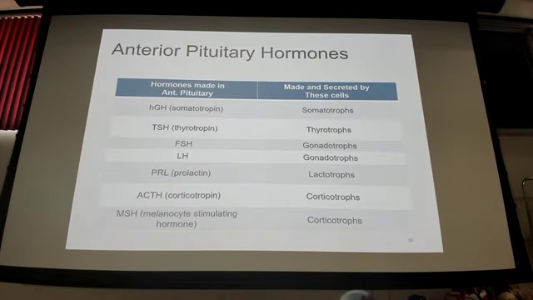So, anterior pituitary hormones. These are the cells that make them. So, what kind of cells? These kind of cells. Put them together and see if you can figure out. Somatotropin is made by somatotropes. Okay? What does tropic mean? Does anybody know? Change, to have an effect on. Yes, exactly. So somatotropes make somatotropin, human growth hormone.